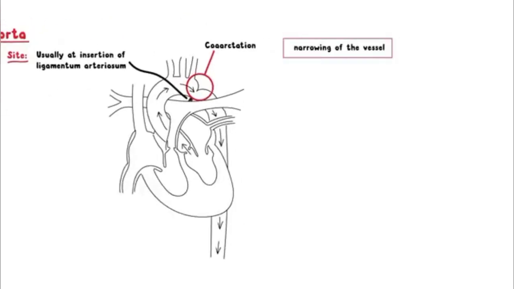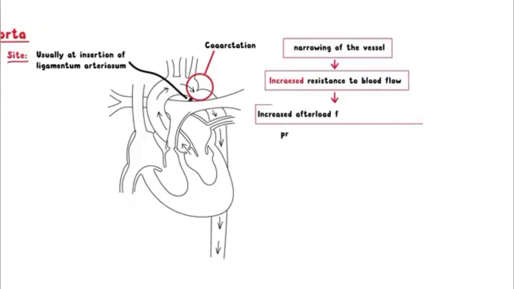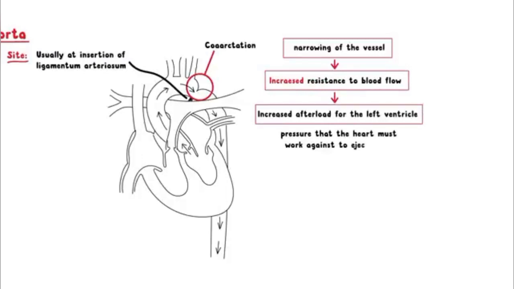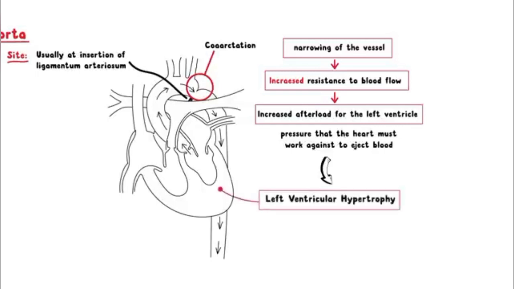The narrowing of the vessel leads to increased resistance to blood flow, which increases the afterload, the pressure that the heart must work against to eject blood. This results in left ventricular hypertrophy. As the coarctation is located distal to the vessels that supply the head, neck, and upper limbs, blood supply to those areas is not compromised.